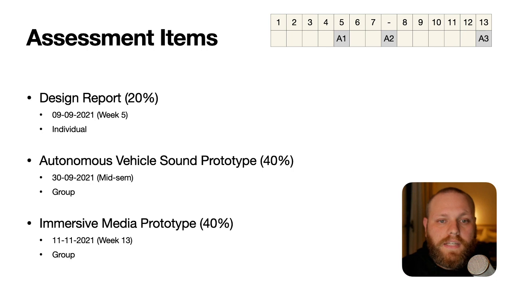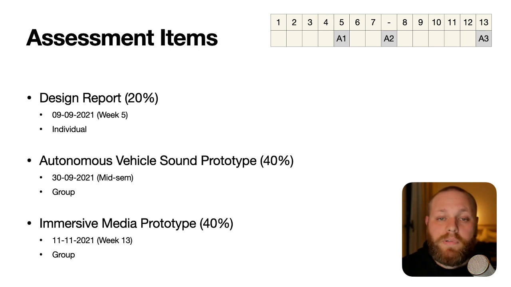The next is a larger 40% assessment, which has multiple parts. An autonomous vehicle sound prototype, and we'll talk more about autonomous vehicles as a brief in this subject in a moment. But that's due in the mid-sem break, and that's a group assessment. And thirdly, the immersive media prototype, which is again a group assessment, another 40% with multiple parts as well. And all of the information about these assessments is available on the Canvas in much more detail.